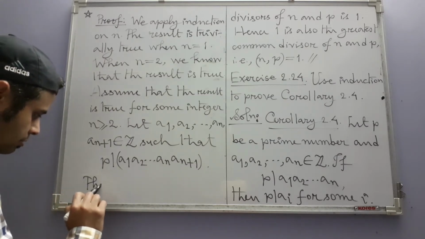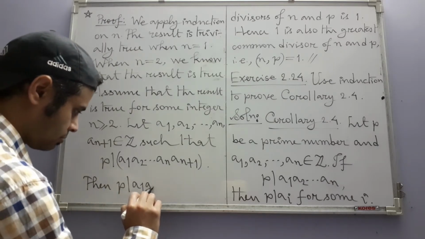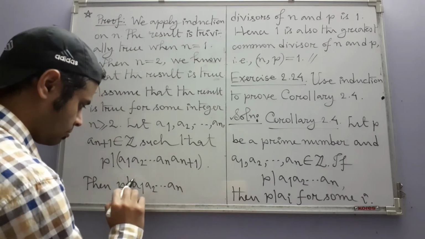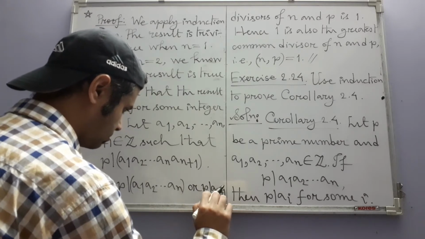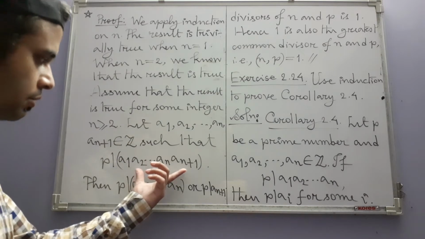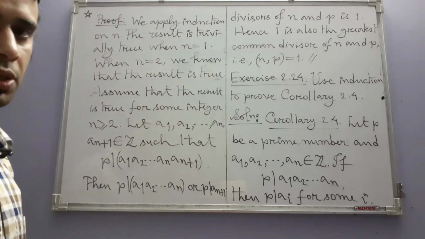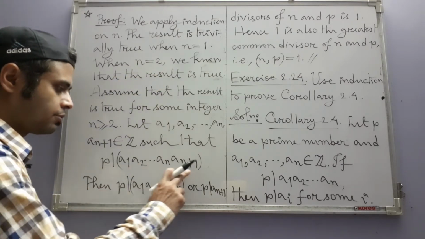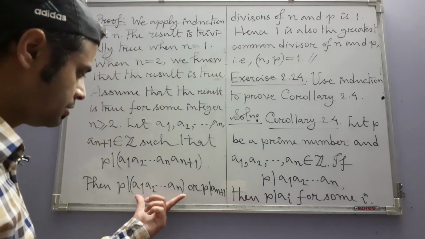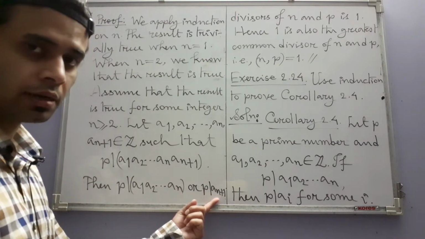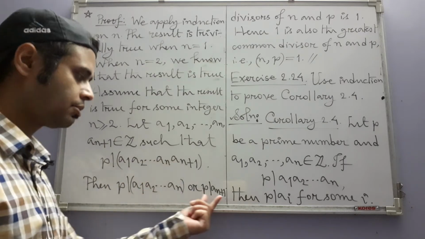Then p divides a1 through an, or p divides an plus 1. From this relation, we get this conclusion by using the case n equal to 2, because this product of n plus 1 integers can also be regarded as a product of two integers, one of which is this product and the other is an plus 1. So that's why, because p divides their product, p either divides this one or this one.